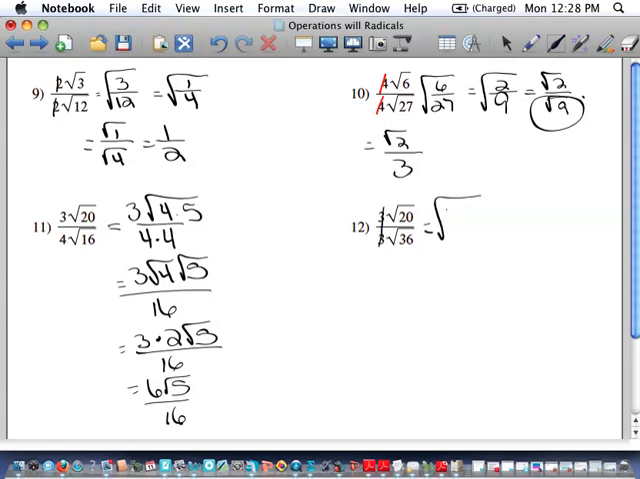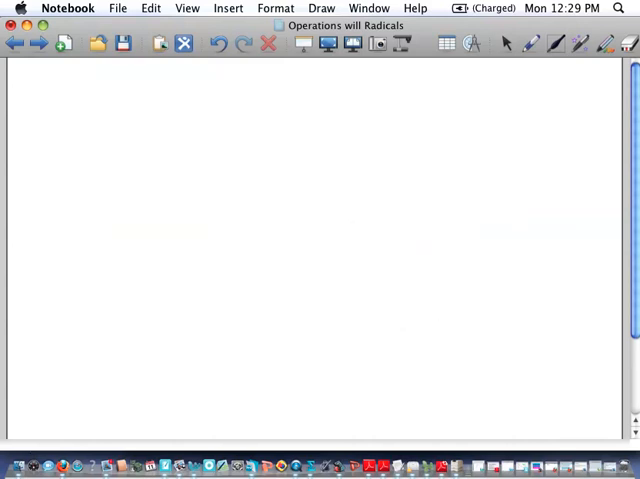Write this as the square root of 20 over 36. And then I can reduce that to, let's see, 4 goes into both of those, so I can reduce that to the square root of 5/9. Again, write it as the square root of 5 over the square root of 9. Square root of 9, 9's a perfect square, that gives me root 5 over 3, as we're simplifying these radicals.